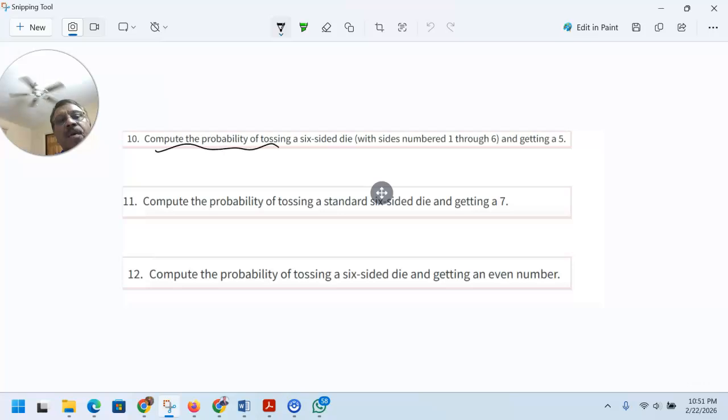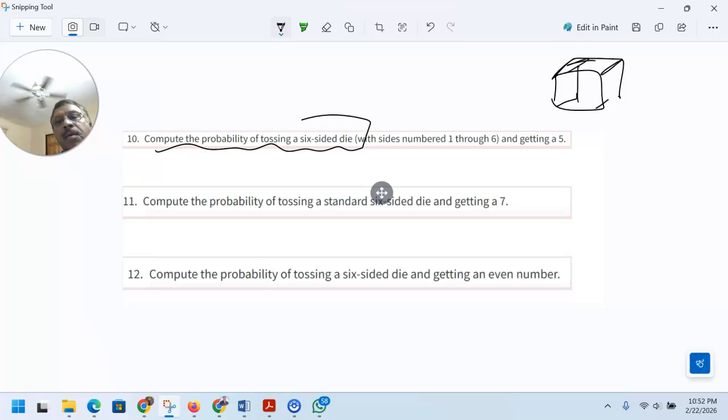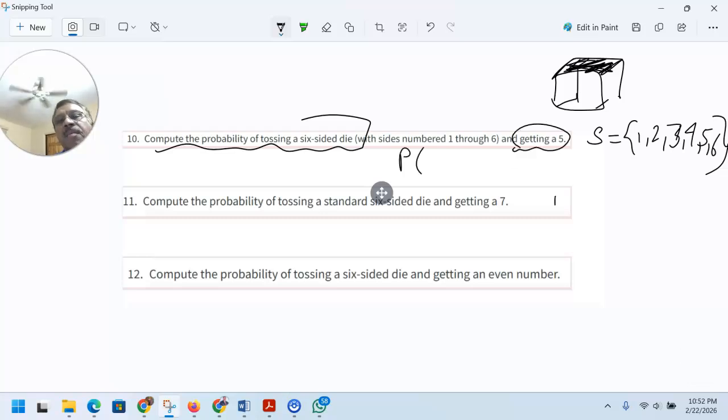Next, compute the probability of tossing a die. When you roll a die, you want to know what number shows up, and we already know that the faces are 1, 2, 3, 4, 5, 6. So we want to know the probability of getting a number 5. When you roll a die, you have only one 5. You can see there's a 5 there, so there's only one. So it is 1 outcome favoring this, out of 6 total, and you're done.